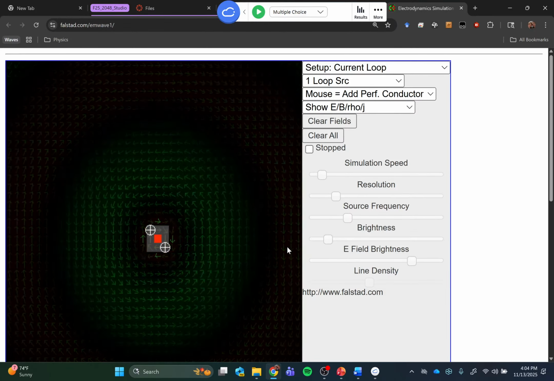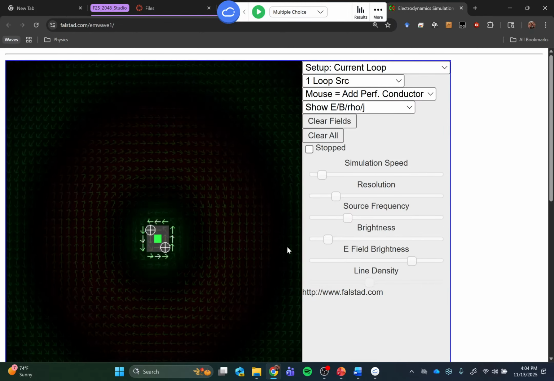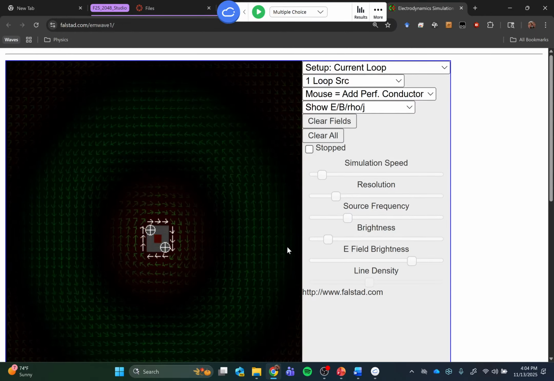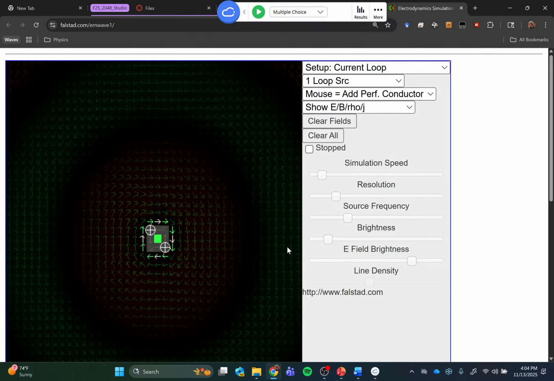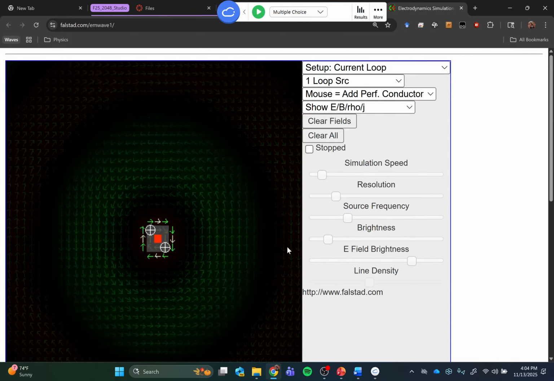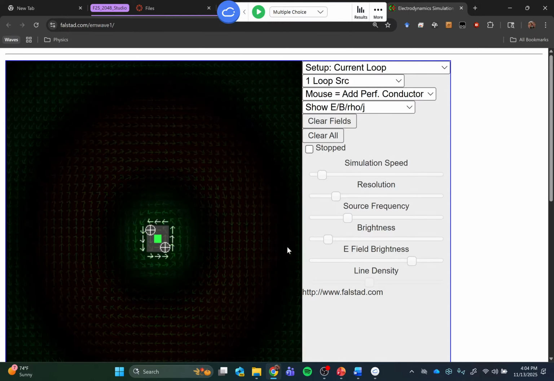It's cool. I think it's cool. This is how all antennas work. All wireless transmission works. It's just current wiggling up and down. And the faster you wiggle it, the higher the frequency of the wave. The slower you wiggle it, the lower the frequency of your wave. They're directly coupled.